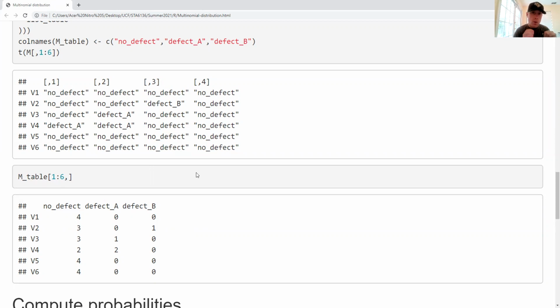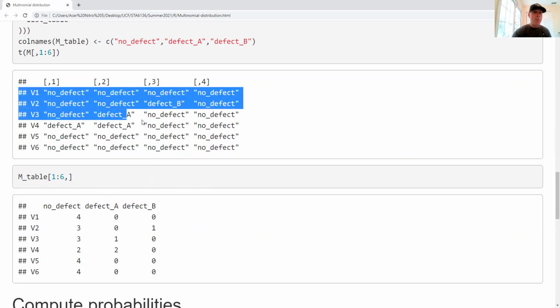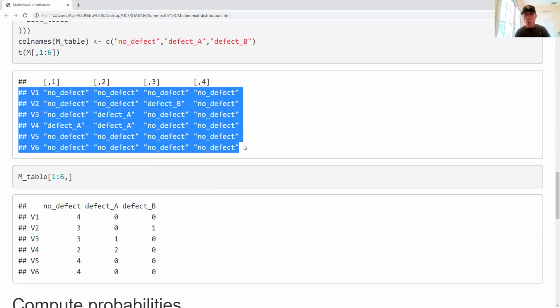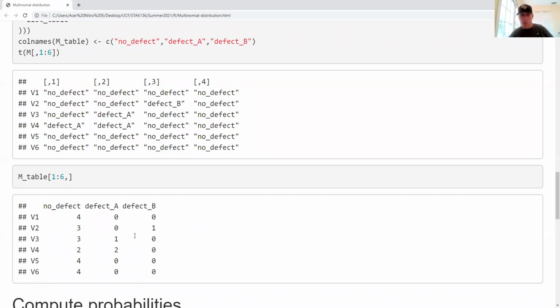Now, if I'm talking about the multinomial distribution, I actually don't care about these particular values. These are not important to me. I don't care about the actual data I have. I care about the counts, because the multinomial distribution gives me probabilities of the counts, not the individual samples themselves. So when I look at the counts, I'm looking at the table values.